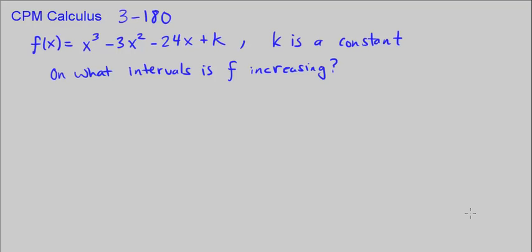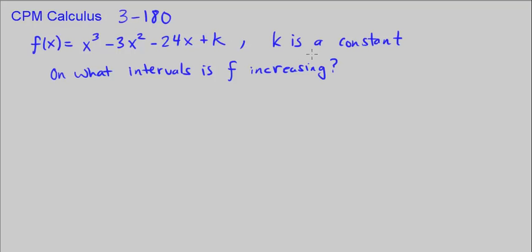This is CPM Calculus, Chapter 3, number 180. Let f be the function given by f of x equals x cubed minus 3x squared minus 24x plus k, where k is a constant. Okay? On what intervals is f increasing?